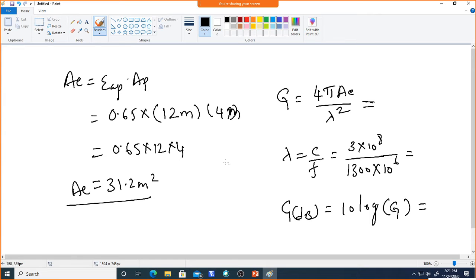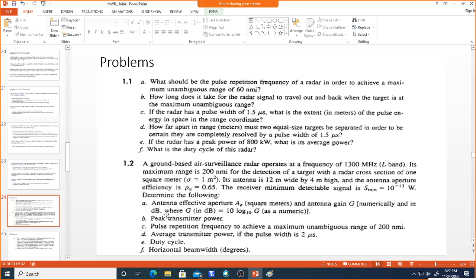Lambda is 230.76 millimeter. Okay. So what is the gain? Gain in dB is 38.6 dB. So what is the gain absolute value? 7.36 into 10 power 3. Okay, so this is the first question which we need to find out.